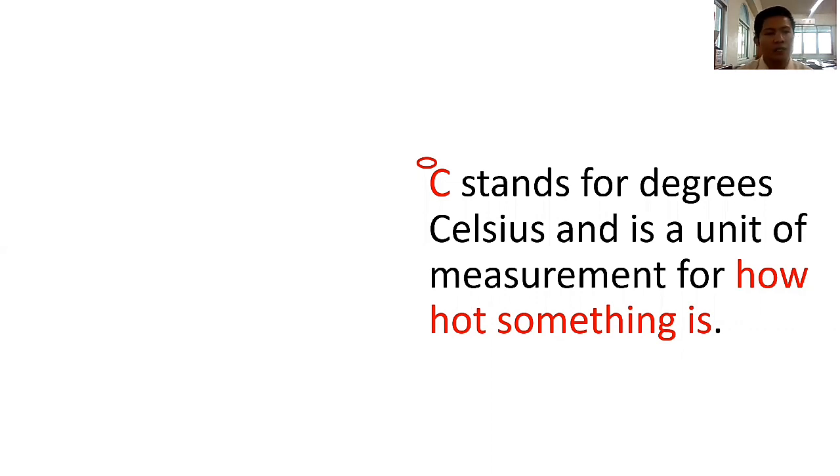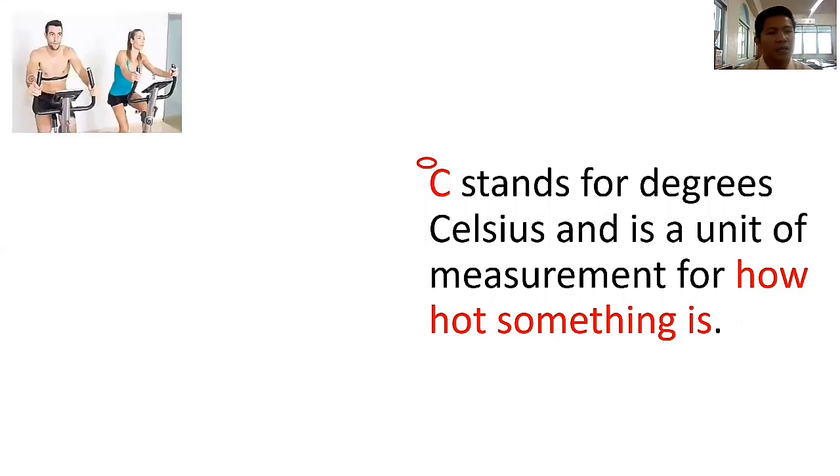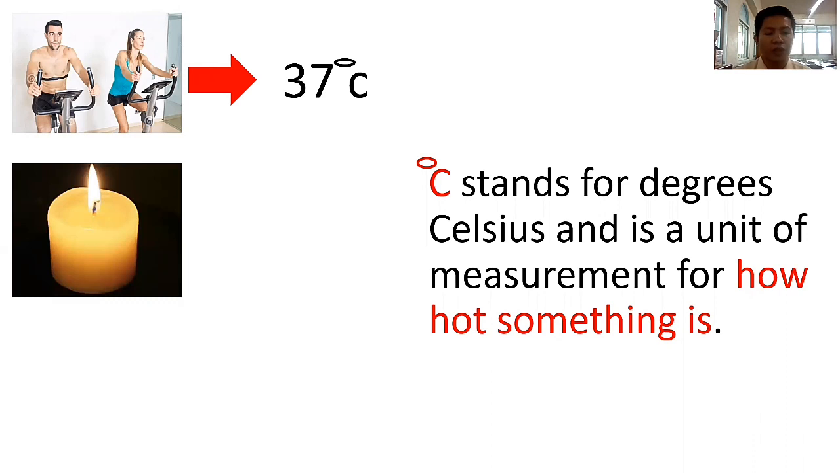Okay, let's proceed. Okay, again, our body. What is the normal temperature of our body? Okay, very good. It has 37 degrees Celsius. Okay, how about a candle flame? What is the temperature of a candle flame? Okay, very good. A candle flame has 1000 degrees Celsius. Okay, how about the sun?